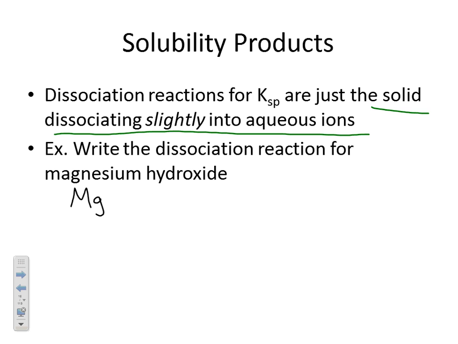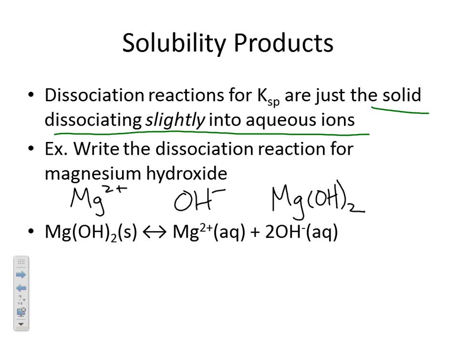So magnesium is Mg2+, hydroxide is OH-, so magnesium hydroxide is Mg(OH)2. So the reaction would simply be magnesium hydroxide solid dissociates a little bit, that's our double-sided arrow, into magnesium ions and 2 hydroxide ions. Be very careful about this when you're writing these, because in a lot of acid-base dissociation reactions, everything is a coefficient of 1. You know, HA goes to H+ plus A-. It's a 1 to 1 to 1 ratio. With solids, it's not necessarily the case. We see that we get 2 hydroxides from 1 magnesium hydroxide.